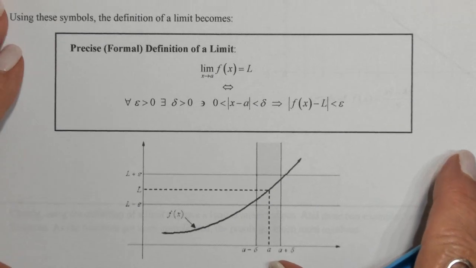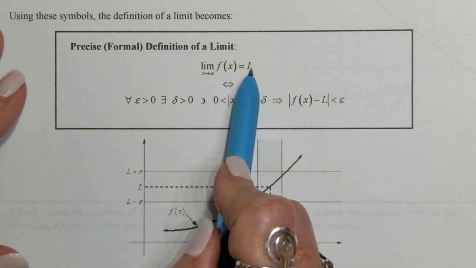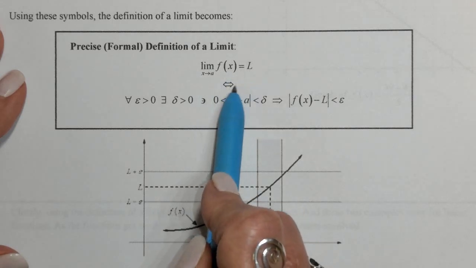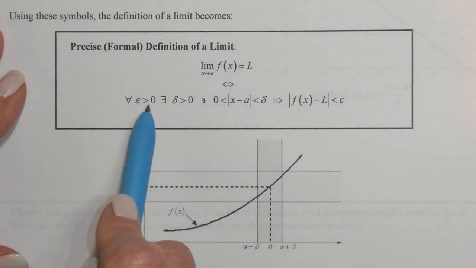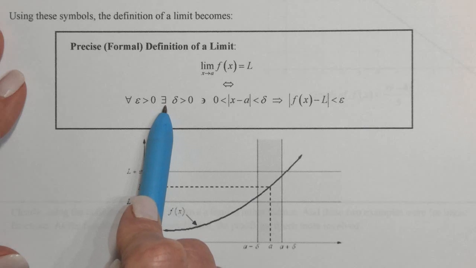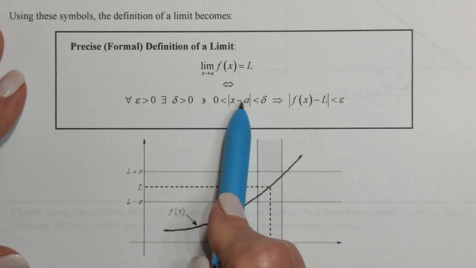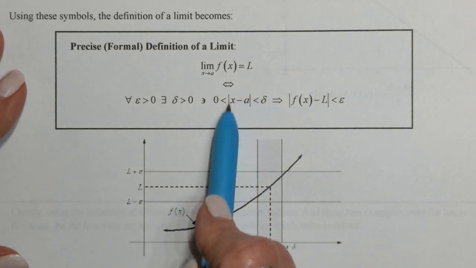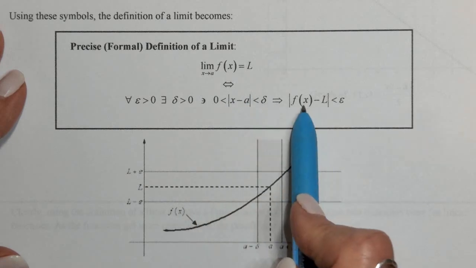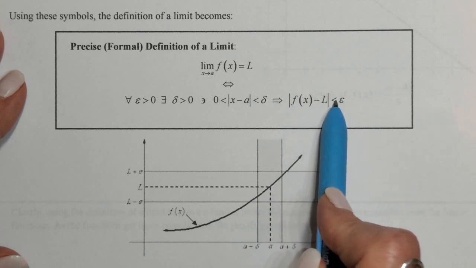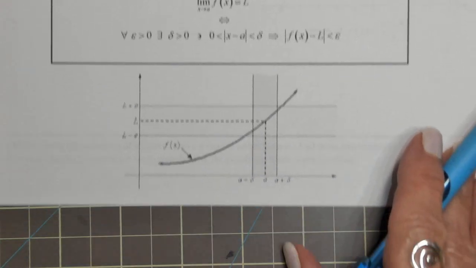Using these symbols, we can say that the limit as x approaches a of f is equal to L means, if and only if, for every epsilon greater than 0, there exists a delta greater than 0, such that if the absolute value of x minus a is less than delta, then the absolute value of f minus L is less than epsilon. Okay, so that is the formal definition of a limit.